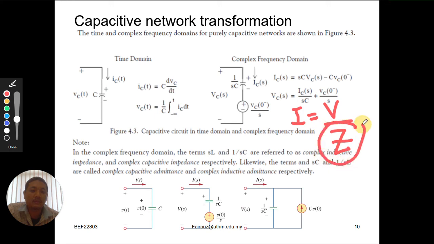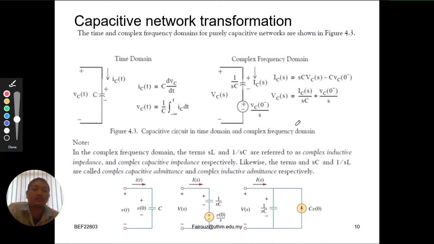Okay, so I equals V over Z, right? So Z in this case is 1 over SC, so therefore the SC itself is brought to the denominator, right? So here is actually VC over 1 over SC, right? Now you can bring SC to the top, so that it is now SC times VC. And then of course don't forget the initial condition.